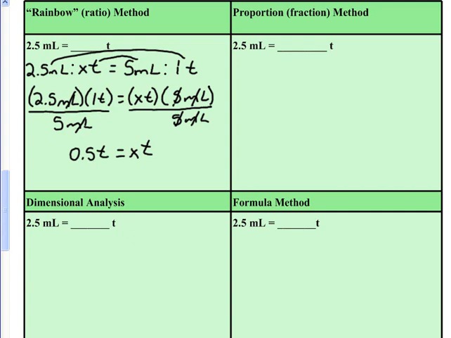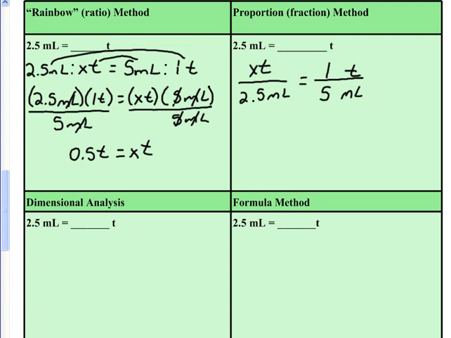Let's perform the same conversion using the proportion method. We're going to set up a fraction that shows the relationship between 2.5 milliliters and an unknown number of teaspoons. We can say that x teaspoons are to 2.5 milliliters and set that equal to another fraction that has units in the same order, teaspoons on top, milliliters at the bottom, and we know that each teaspoon has 5 milliliters in it.